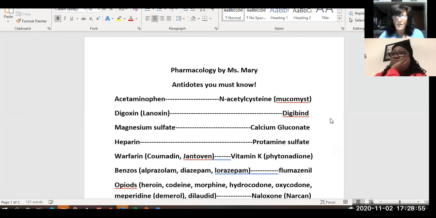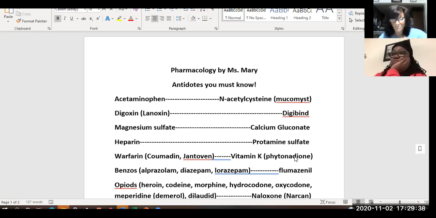When it comes to antidotes, acetaminophen and acetylcysteine. And if you look at it, acetaminophen, acetylcysteine, kind of sounds like it. Digoxin, which by the way is also called Lanoxin, Digibind. And that's kind of easy to remember because it sounds alike. Magnesium sulfate, calcium gluconate is the antidote. Heparin, protamine sulfate is the antidote. Warfarin, vitamin K is the antidote. And I've also put in here the other names. So warfarin is the generic name. It could be Coumadin, it could be Jantoven. And vitamin K is phytonadione, okay?